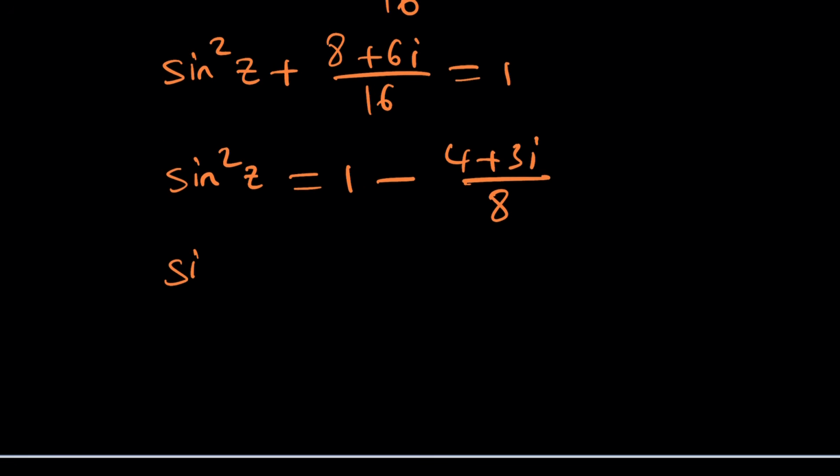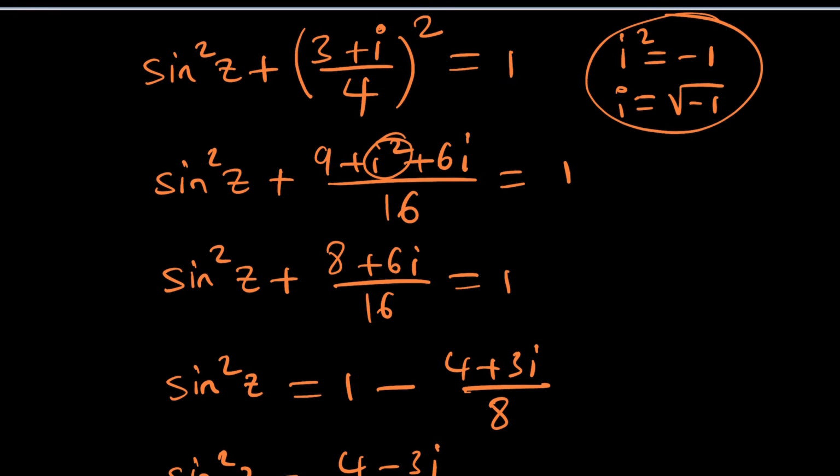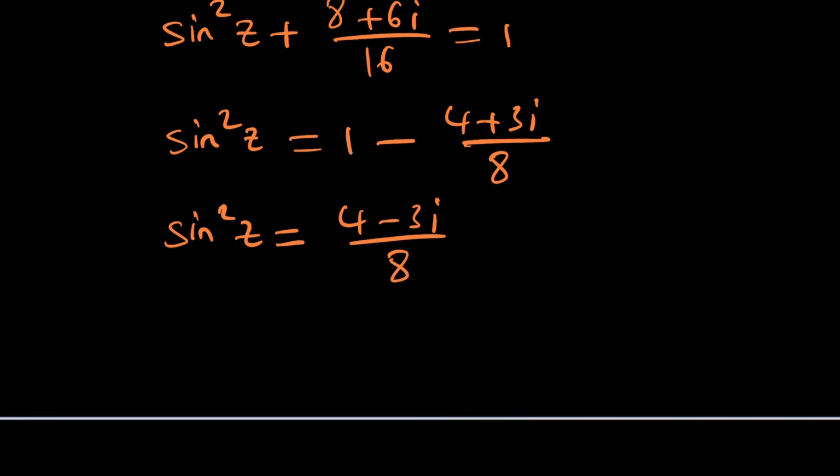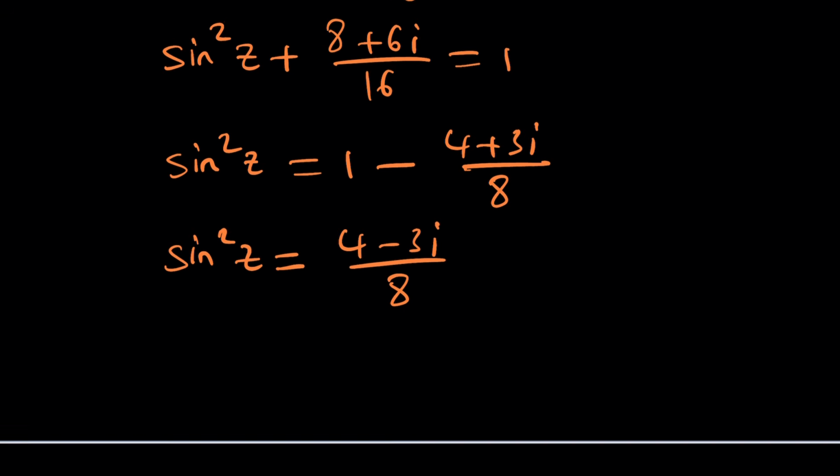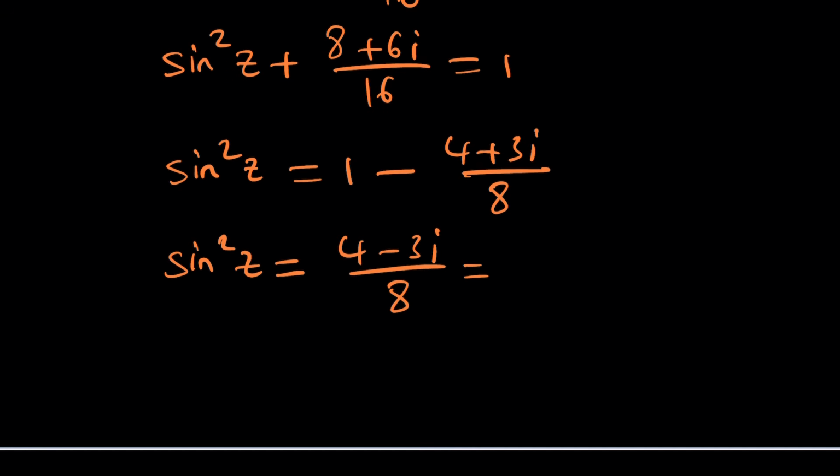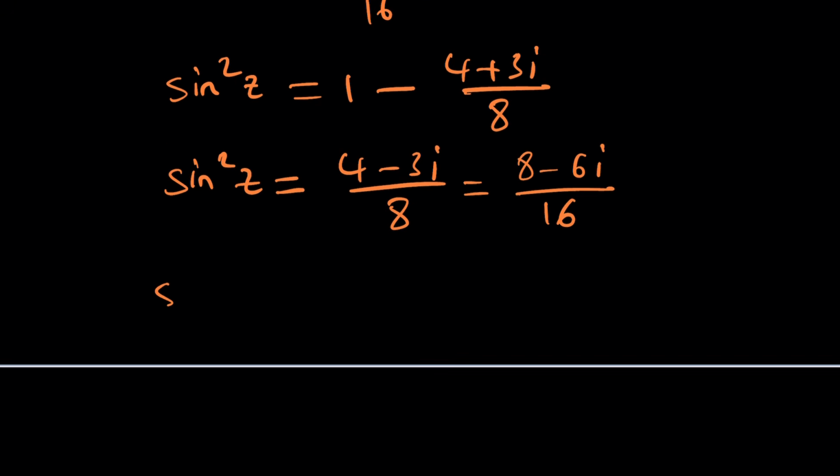And then once you subtract, you're going to get 8 minus 4, which is 4, minus 3i over 8. So cosine z is 3 plus i over 4, and this is sine squared. By the way, we have to square root both sides, right? And to do that, I'm actually going to double the numerator and the denominator, because that's going to help us. It's going to be easier to do.